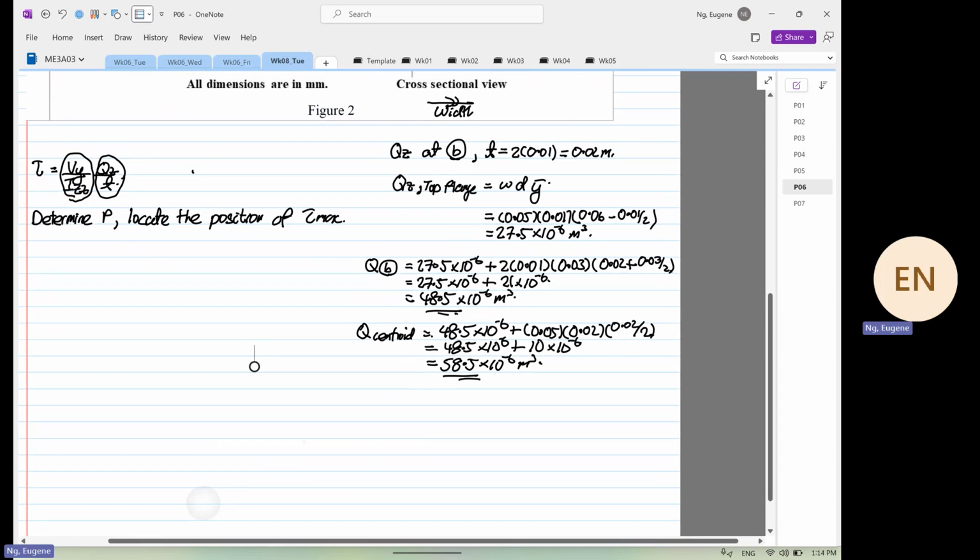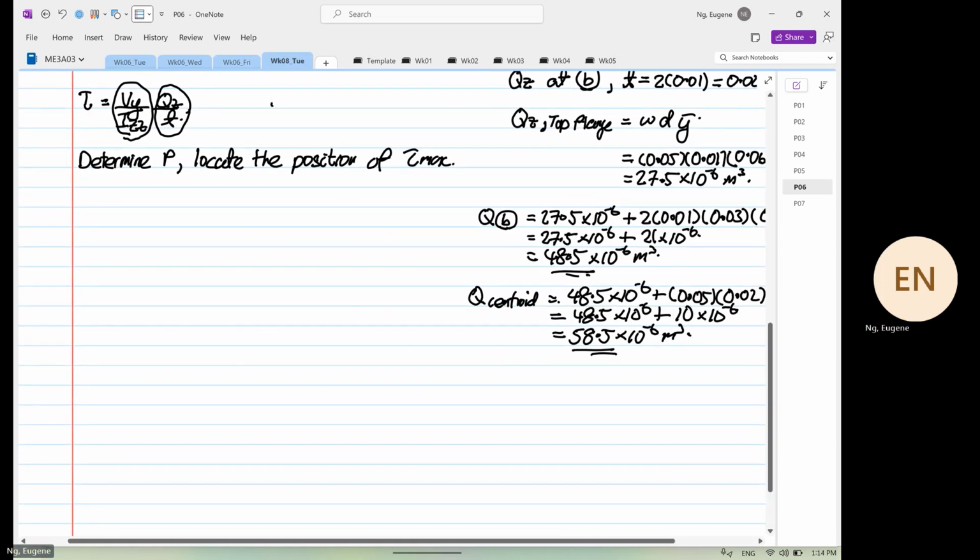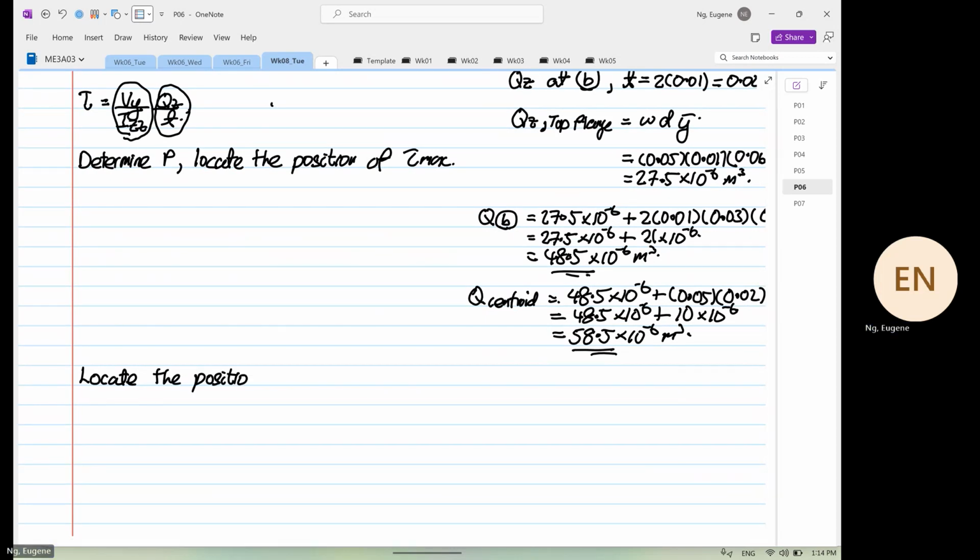the position of max. Okay, so at position number B, at B, the shear stress at point B is equal to what? Vy over Izz. These are constant. Now your Q is equal to what? 48.5 times 10 to the power minus 6.